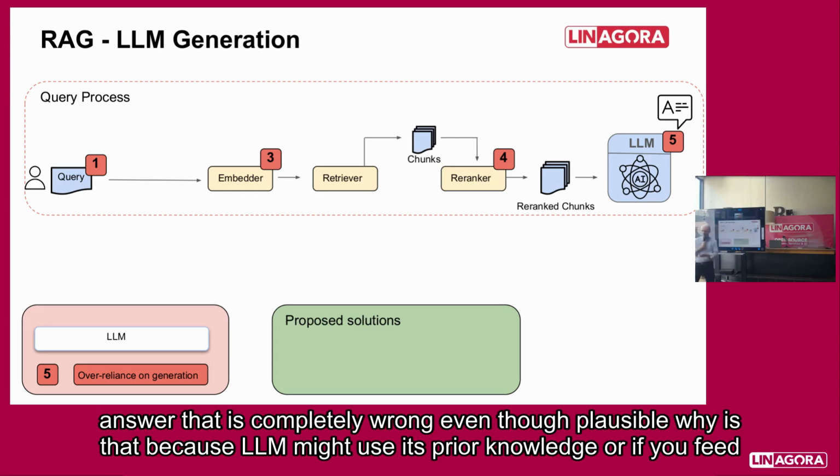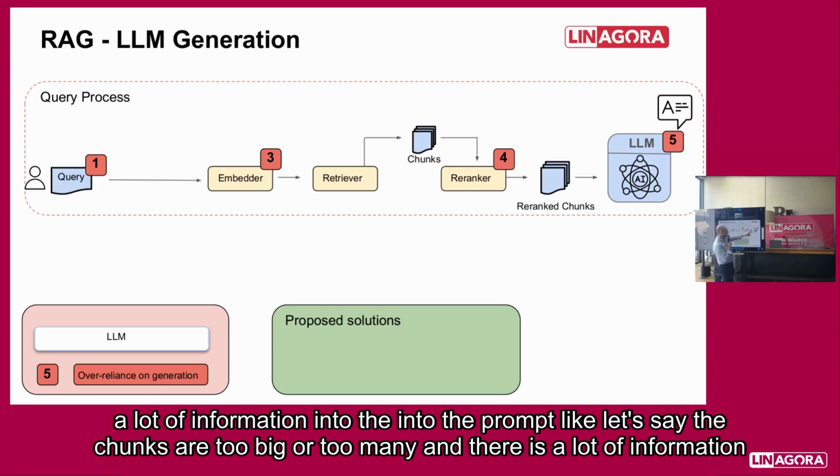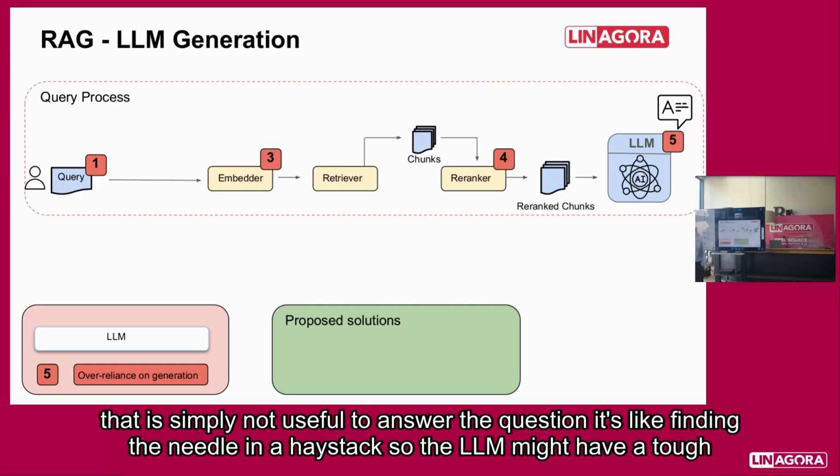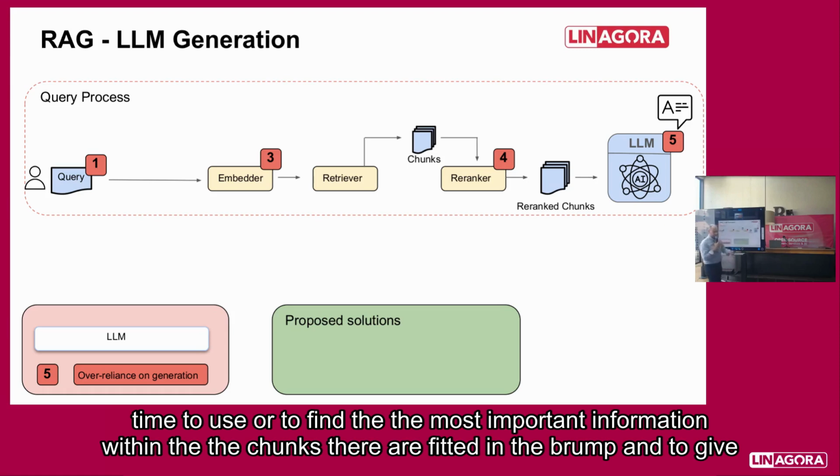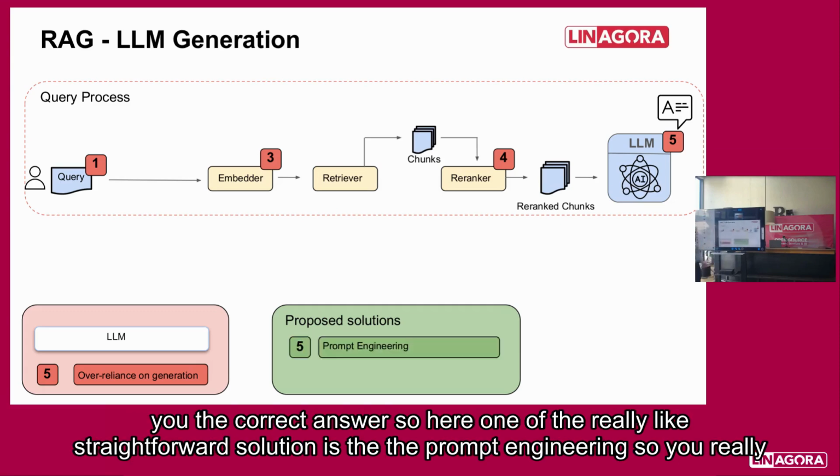Because the LLM might use its prior knowledge, or if you feed a lot of information into the prompt, let's say the chunks are too big or too many, and there is a lot of information that is simply not useful to answer the question. It's like finding a needle in a haystack. So the LLM might have a tough time finding the most important information within the chunks fed in the prompt and giving you the correct answer.